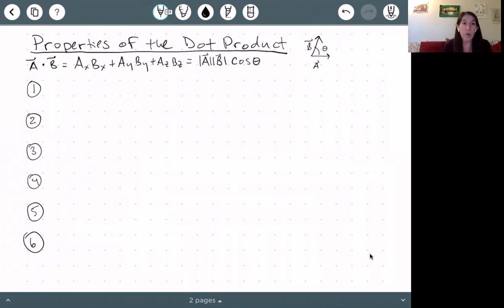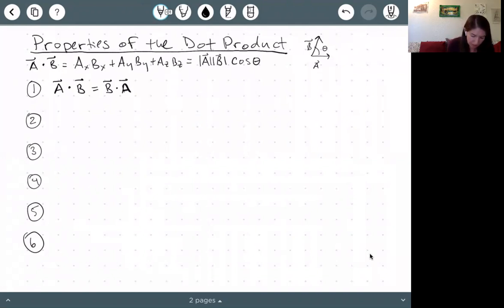All right, so what are our properties of the dot product? The first is that it's symmetric, which means that taking A dot B is the same thing as B dot A. And hopefully you can sort of convince yourself of that by looking at the formulas, which are symmetric in A and B.